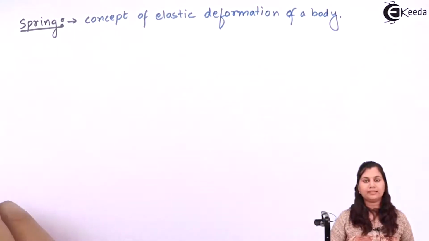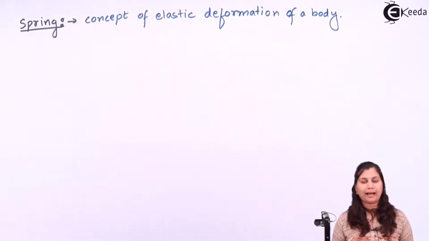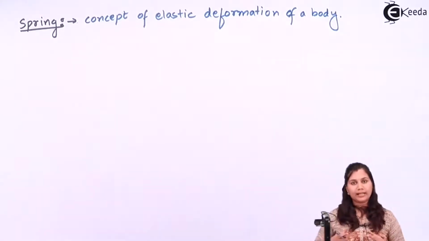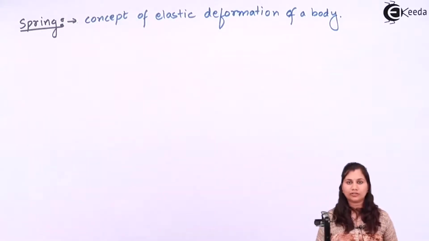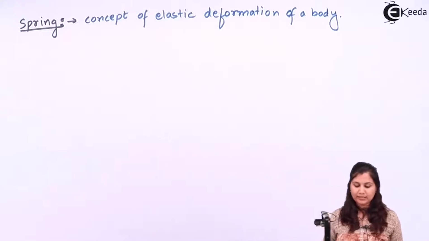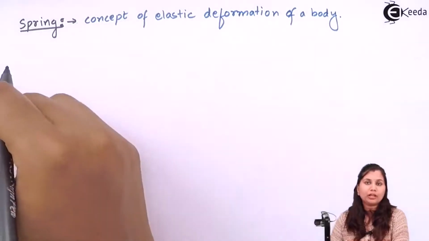Elastic deformation means that we are stretching an object and it comes back to its real shape. So elastic deformation is related to a spring. Let us consider the example of a spring. When we stretch the spring, it gets deformed in its shape and comes back to its original shape. So the spring element is related to the elastic deformation of a body.